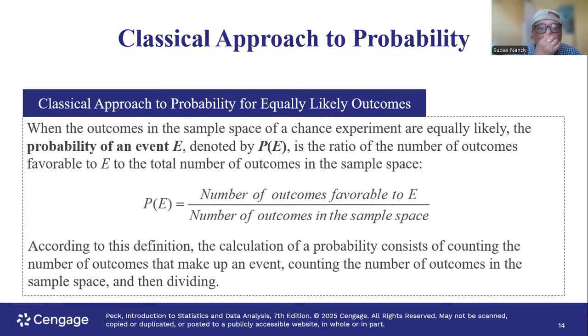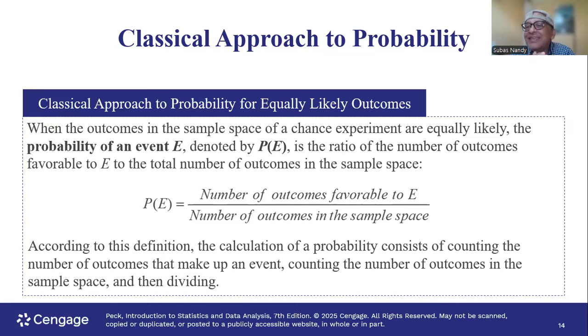So, the classical approach to probability for equally likely outcomes. The probability of an event E is represented by capital P, with capital E in parentheses. E is any event. For example, what is the probability of getting a head, H? E then becomes H because head is H. Probability of getting a head is the number of outcomes favorable to E divided by the number of outcomes in the sample space.